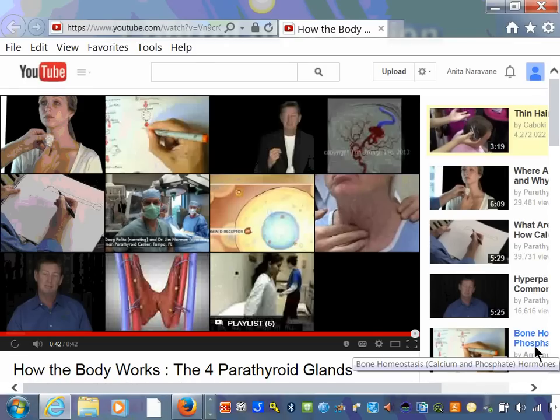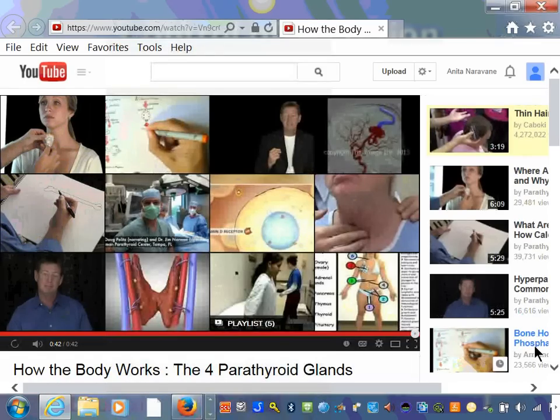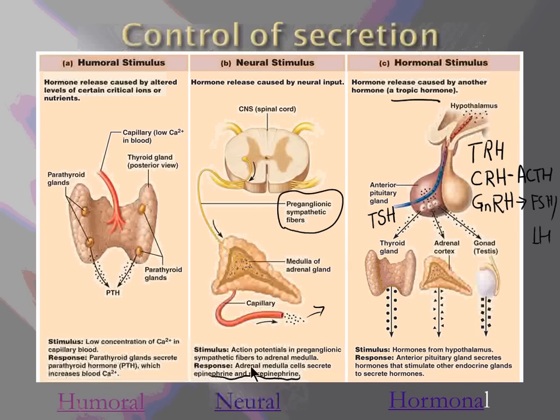So you can see how humoral, he mentioned blood calcium level. So whenever you see the word blood calcium or serum something, then you know it's a humoral way of secretion. Let's look at a neural way of secretion.